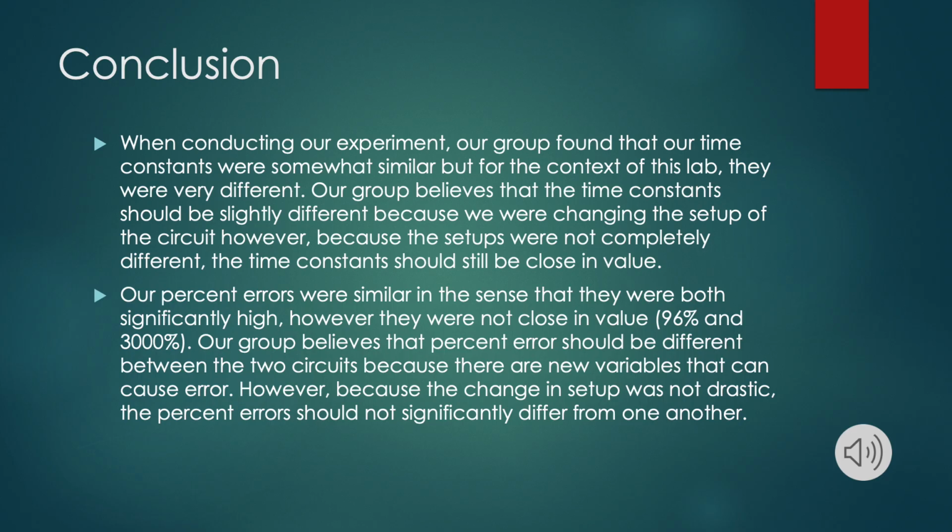Our percent errors were similar in the sense that they were both significantly high. However, they were not close in value, 96% and 3000%. Our group believes that percent error should be different between the two circuits because there are new variables that can cause error. However, because the change in setup was not drastic, the percent errors should not significantly differ from one another.